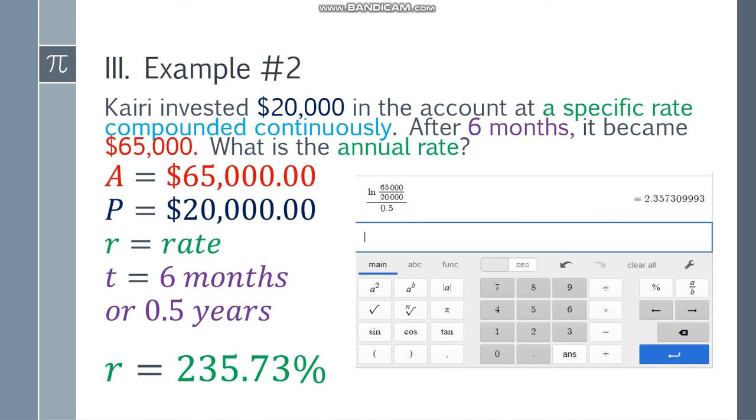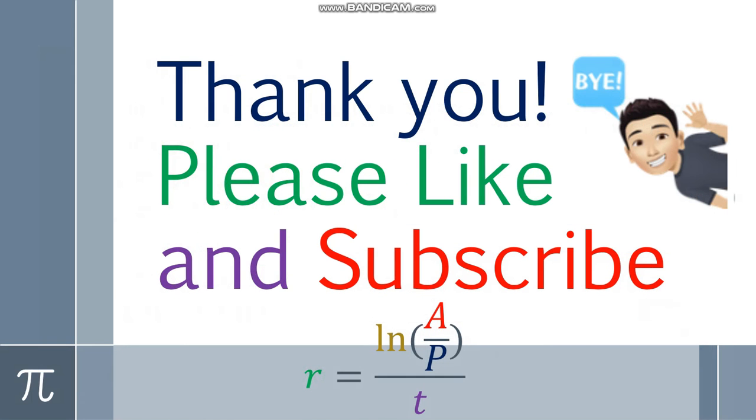And that's the answer. So Kyrie invested $20,000 in the account at a specific rate, compounded continuously, and after 6 months it became $65,000. The rate is 235.73%. And that's the end of the lesson on how to compute for the rate in continuous compounding.